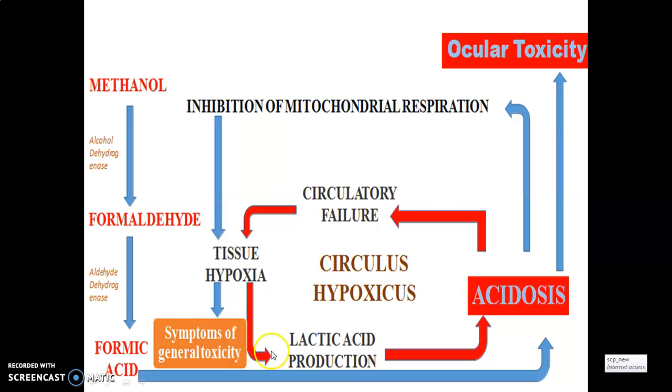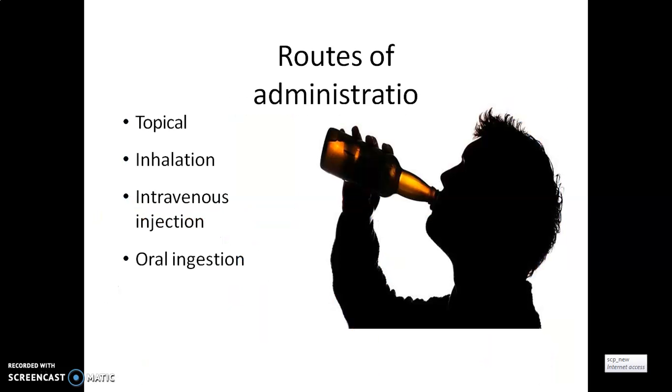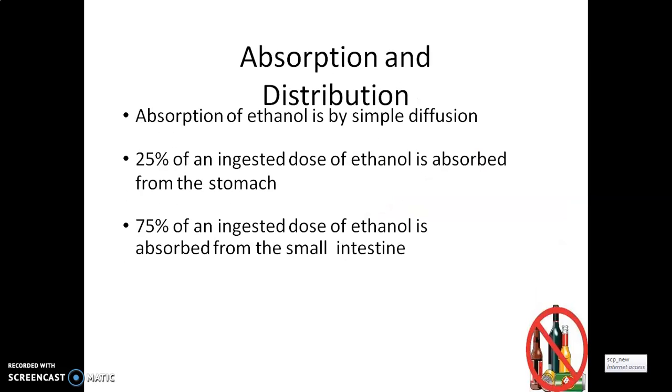In hypoxia, lactic acid production can be seen, which contributes to the acidosis. This acidosis can also cause circulatory failure, so tissue hypoxia can be observed. This cycle is called circulus hypoxicus. Coming to the route of administration, alcohol may be administered by topical application, inhalation, intravenous injection or orally.